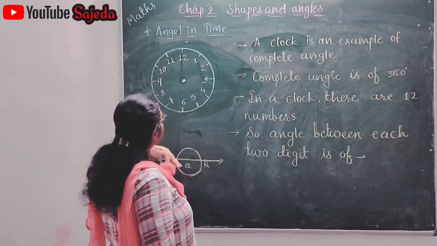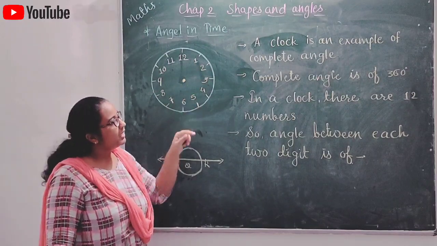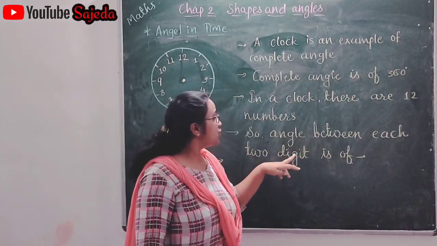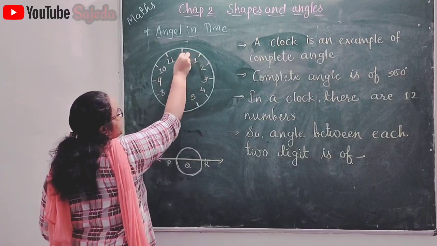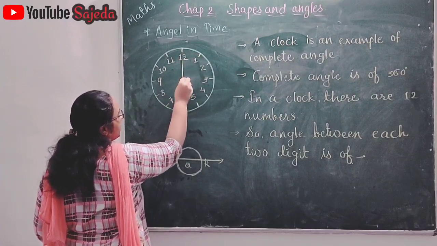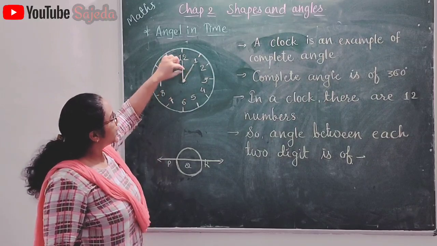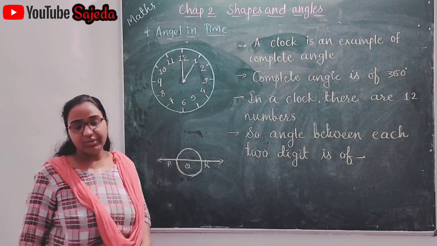Now in this clock there are 12 numbers, 1 to 12. So we have to find out the angle between each two digits. Angle between each two digits means, suppose this one is given. What is the measurement of this angle? How many degrees is this angle? So how can we know it?